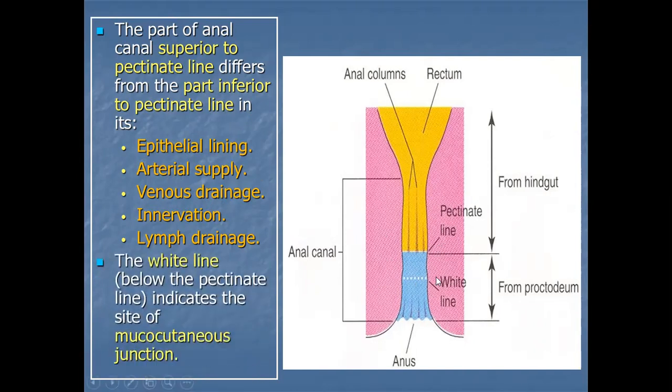Below that, there is one more line called the white line. It indicates the site of the mucocutaneous junction. Inside, the canal is lined by mucous membrane, but from this line it becomes cutaneous. The lowermost part of the anal canal is lined by skin. So this junction between the mucosa and the skin is called the white line. You should be able to differentiate between the pectineal line and the white line. The most important is the pectineal line, because it is developmentally different above and below.